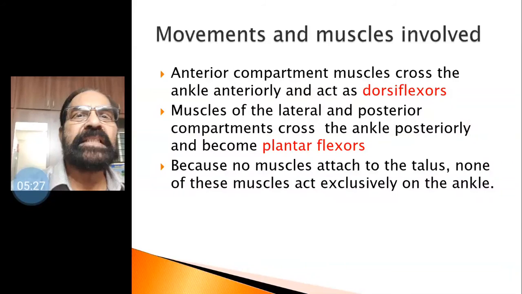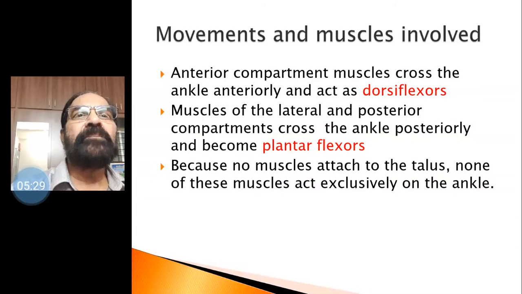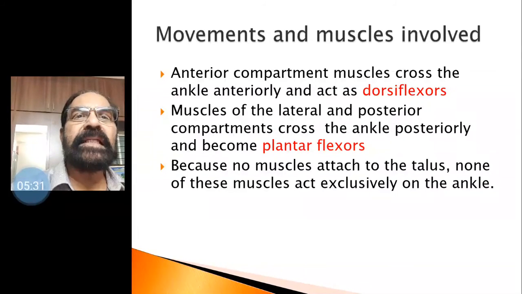Coming to movements and muscles involved, the anterior compartment muscles cross the ankle anteriorly and act as dorsiflexors. The muscles of the lateral and posterior compartment cross the ankle posteriorly and are plantar flexors. Because no muscles are attached to the talus, none of these muscles act exclusively on the ankle.